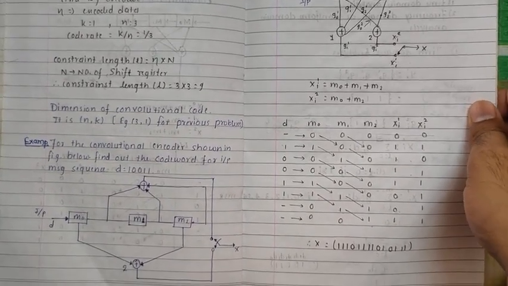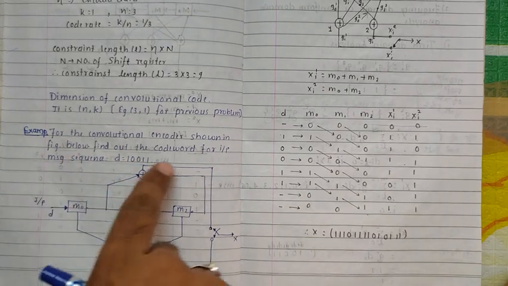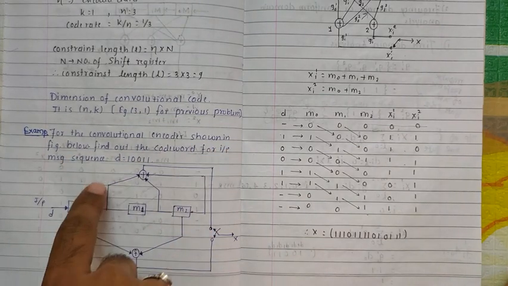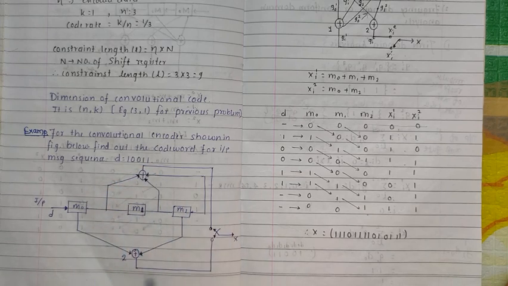For the convolutional encoder shown in the figure below, find out the code word for the input message sequence D equal to 10011. So this is the figure given to us.